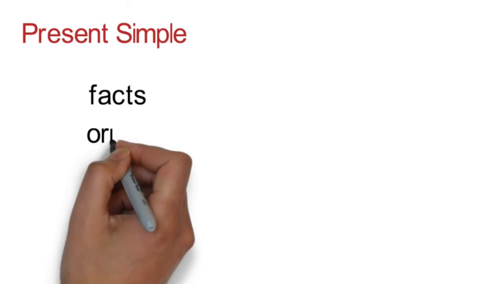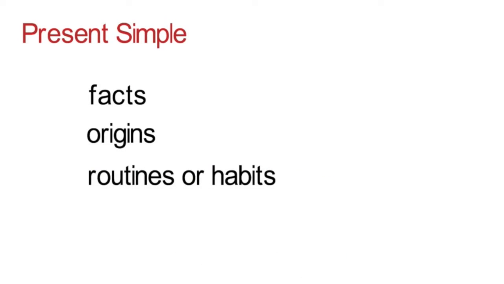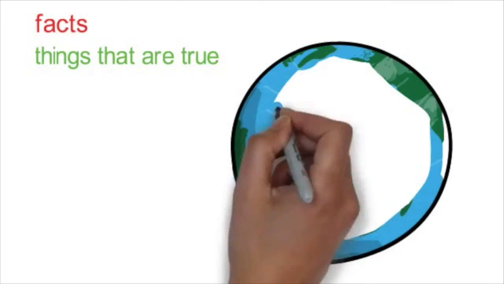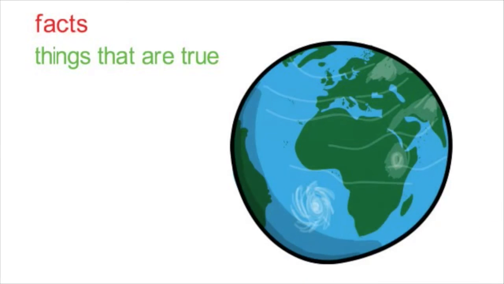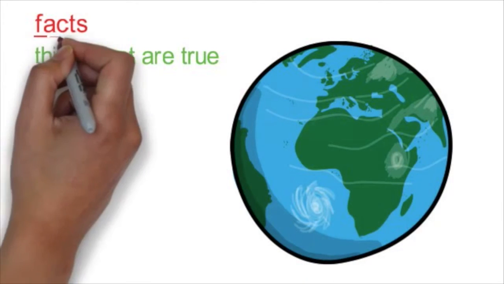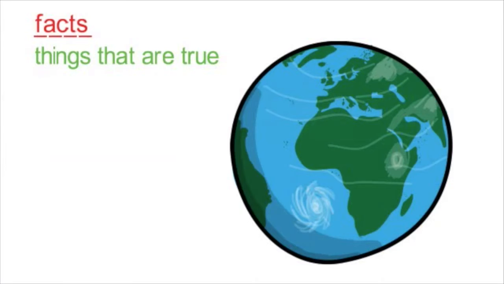In English, we use the present simple tense to talk about three things: facts, origins, and routines or habits. Let's look at a few examples. First, facts. Facts are things that are true. For example, let's think about the Earth. We can make many sentences using facts about the Earth. These sentences all use present simple verbs.